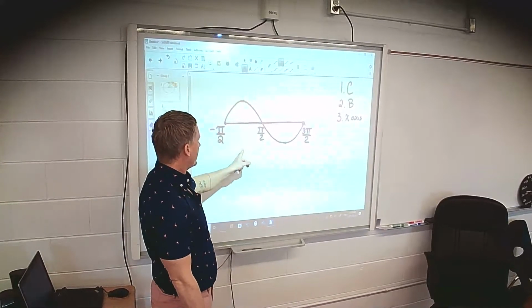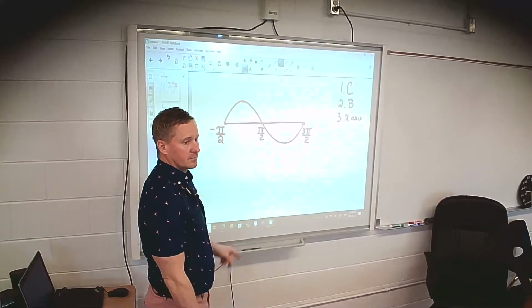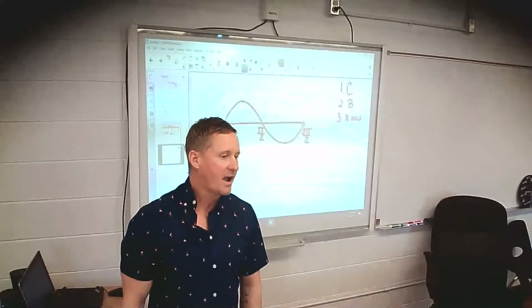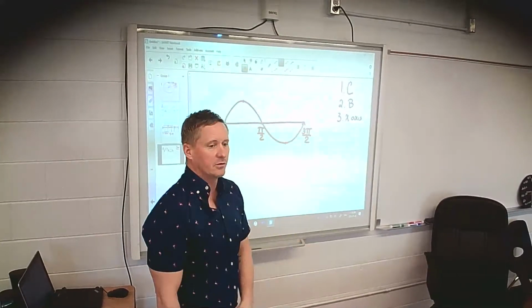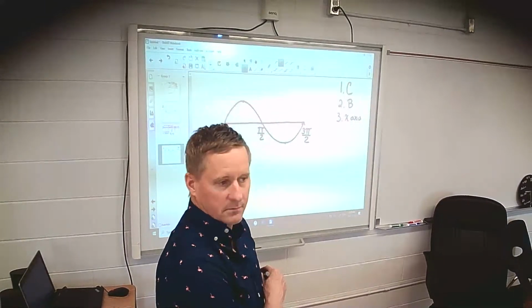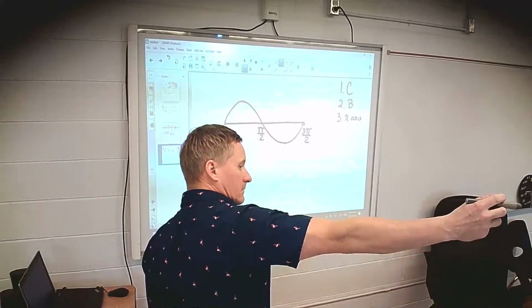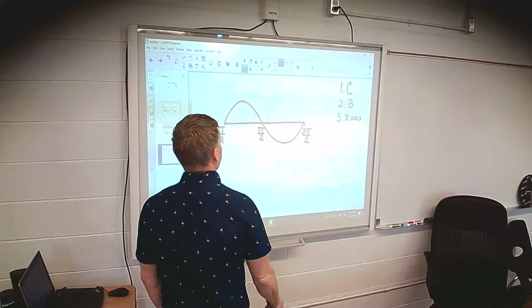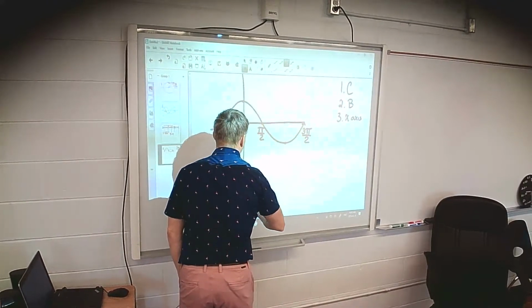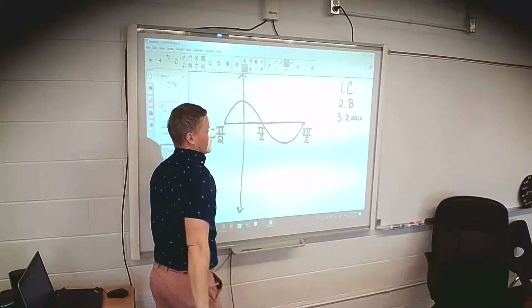I need the halfway point between those two. What's halfway between negative pi over 2 and pi over 2? Pi over 4? No, it's 0. So wouldn't you know it, that's actually one of my axes. So I can draw my axes through here like this. It's 0.